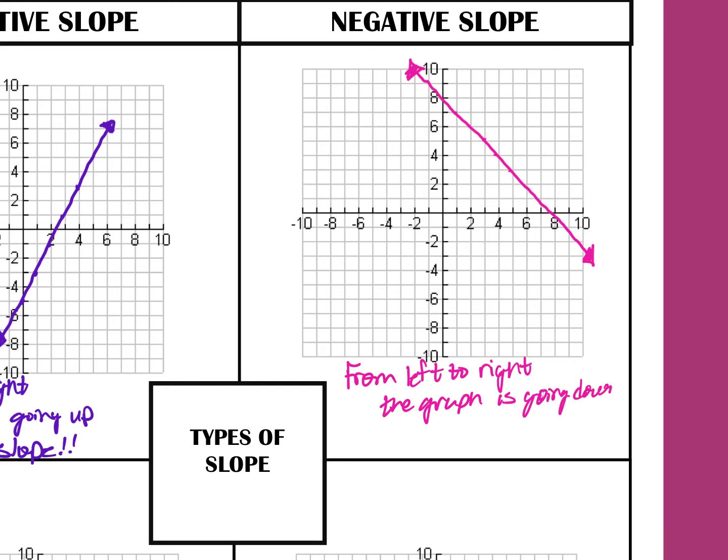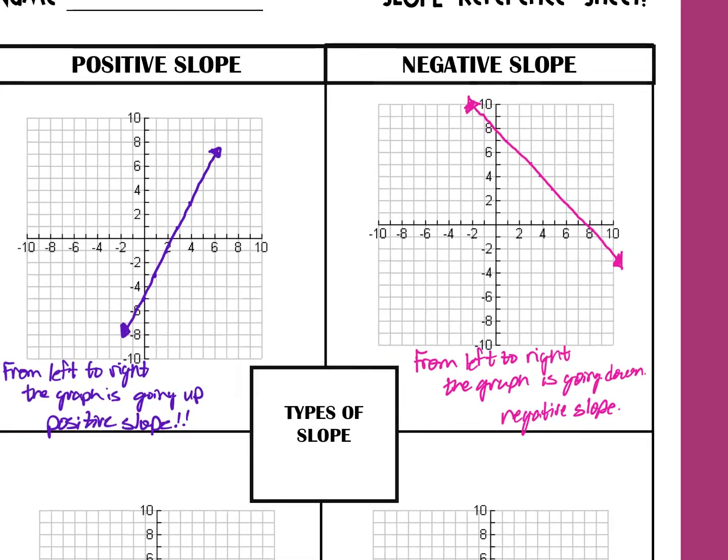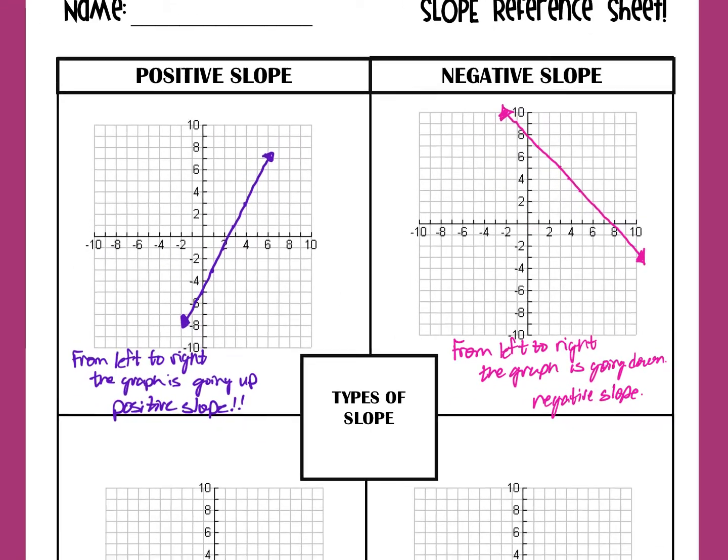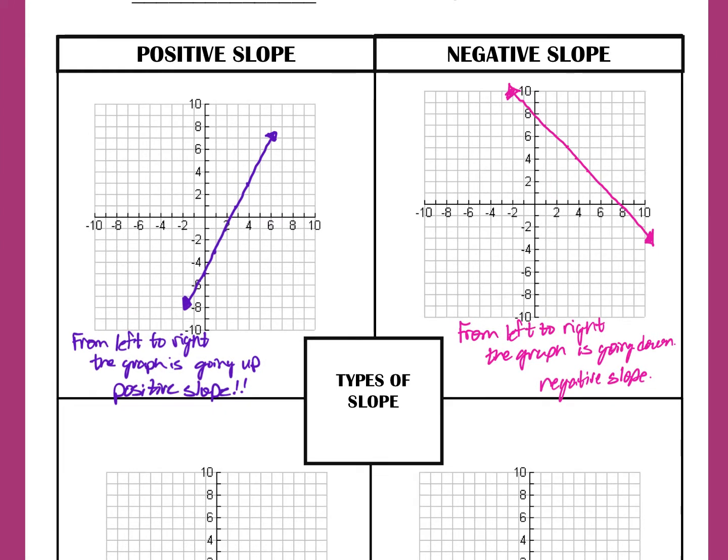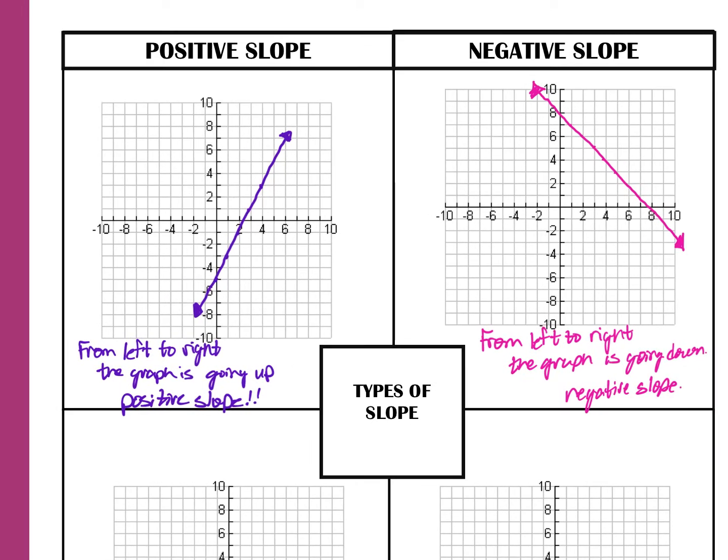Going down. So it has negative slope. I'll slide in just a second so my recording can get all of this. So there's our pictures for positive slope and negative slope. And how we read it is from left to right. If it's going up, it's positive. If it's going down, it's negative.